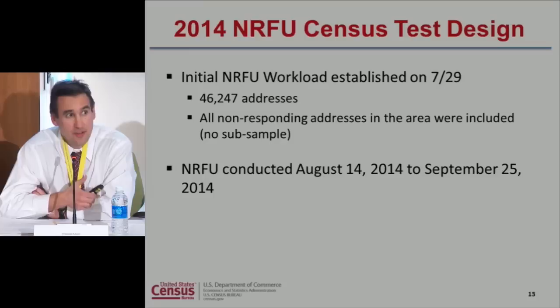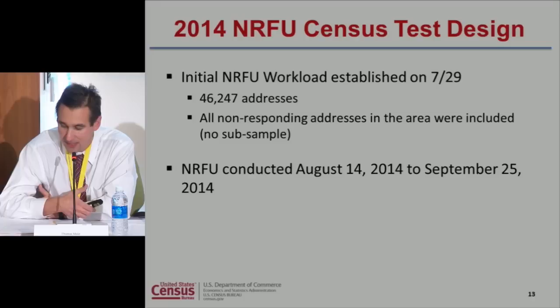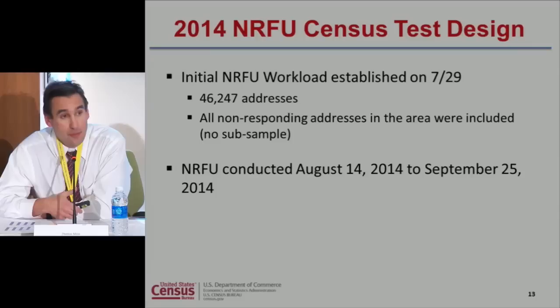So just a brief summary of the 2014 NRFU census test design. Just a reminder, these results were presented at the previous PMR, is that the initial NRFU workload that was established on July 29th, this test had a census day of July 1st. So on July 29th, we had determined a NRFU workload of 46,247 addresses. And also just a reminder that all non-responding addresses in the area were included. We didn't have to do any subsampling. Just a reminder, our non-response follow-up operation was conducted between August 14th and September 25th.